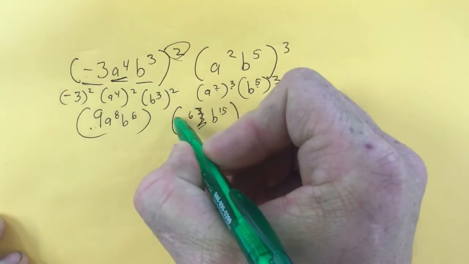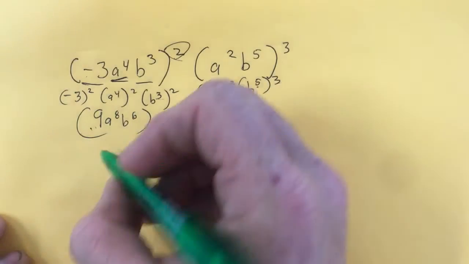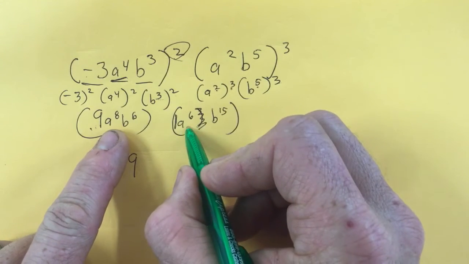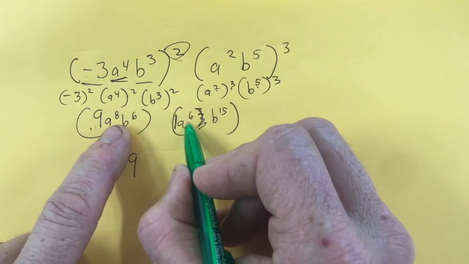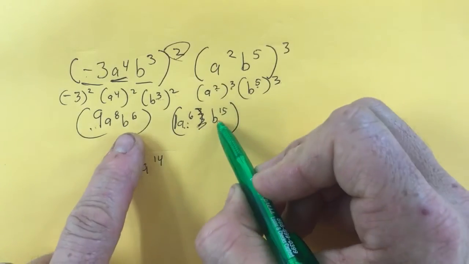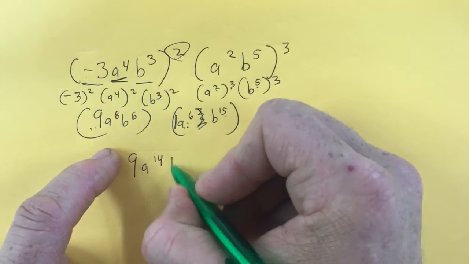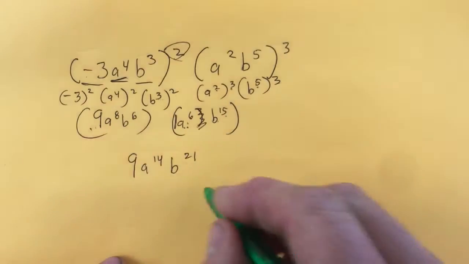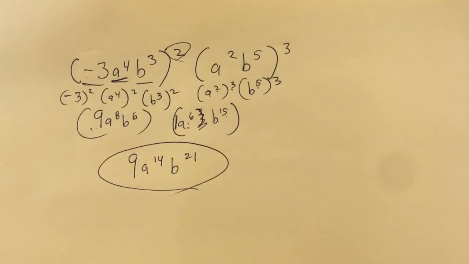So I've got 9 times, there's no number here, so that's a 1. 9 times 1 is 9. Then I got a to the 8th times a to the 6th. Well, when I multiply those, I just add exponents. It's going to be a to the 14. And then b, when I do this, I add those. It's going to be b, 6 plus 15 is 21. And then there you go. There's my final answer right there.